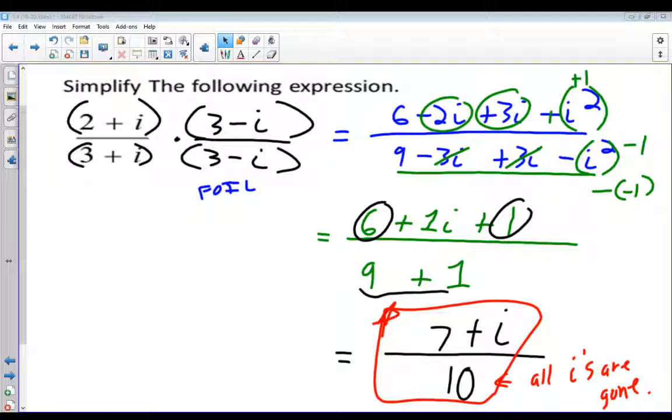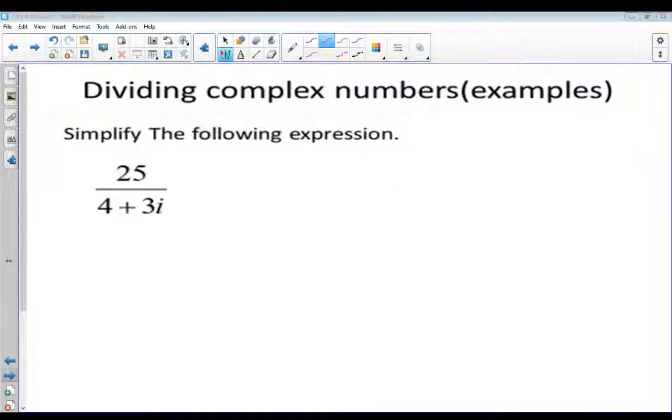So, conjugates. They're your best friend. They will help you with these examples. Try another example. 4 plus 3i. We have an i in the bottom. We don't want that. So we got to simplify.